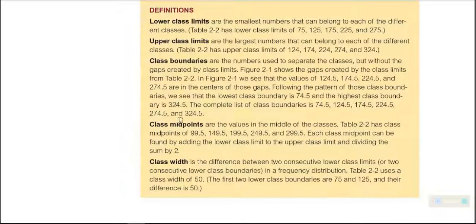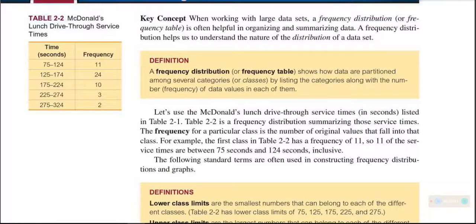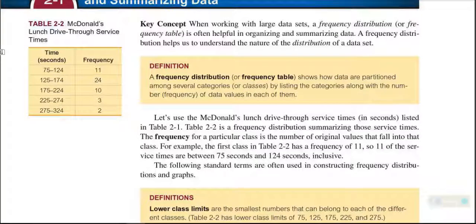Ayan. So, define tayo ng susunod. We have class midpoints. Ang class midpoints naman, these are the values in the middle of the classes. Table 2-2 has class midpoint of 99.5. Next is 149.5, 199.5. Paano natin madaling mahahanap ang class midpoint? Ang gagawin mo lang, i-add mo ang lower class limit at saka ang upper class limit, tapos i-divide mo siya by 2. For example, 75 to 124.